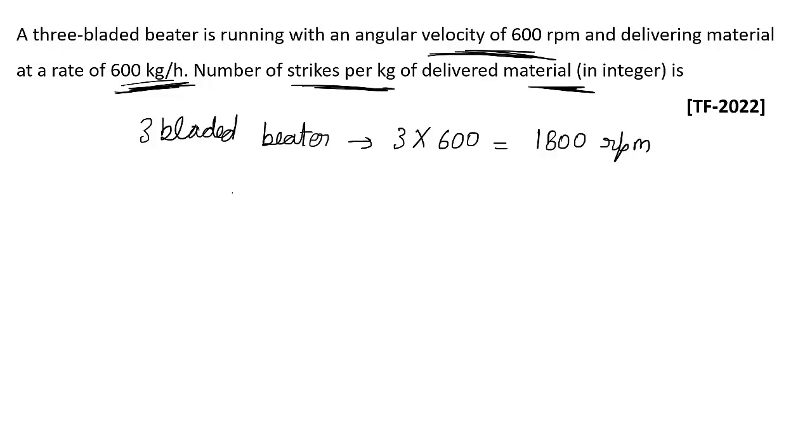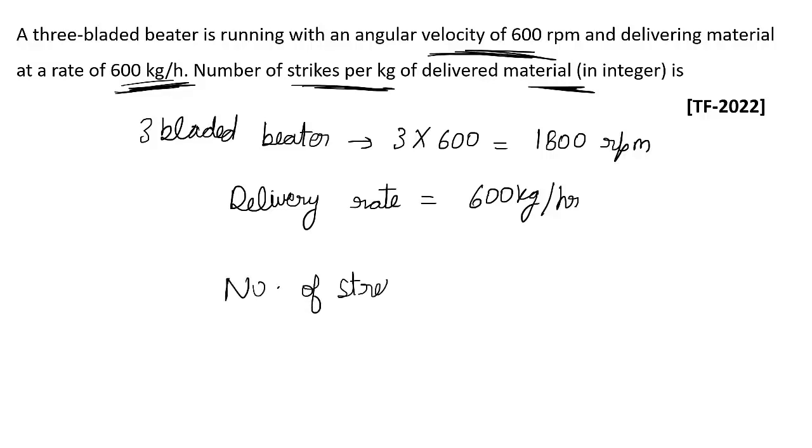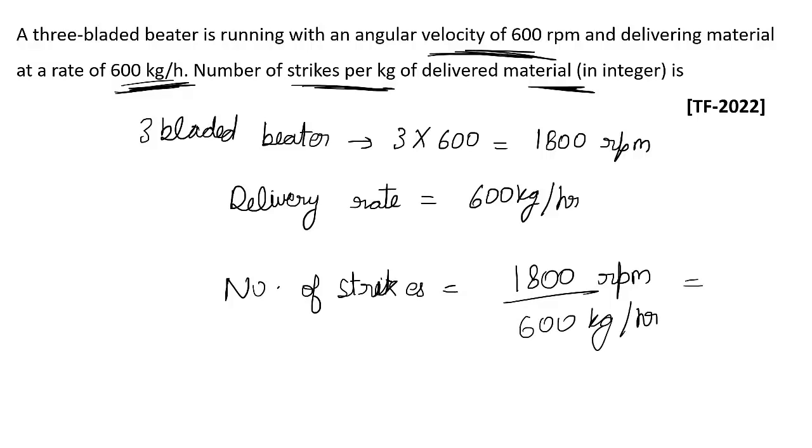and the delivery rate is 600 kg per hour. So the number of strikes becomes the angular velocity of the beater divided by the delivery rate. It is 1800 rpm upon 600 kg per hour. Do take care of units very carefully.